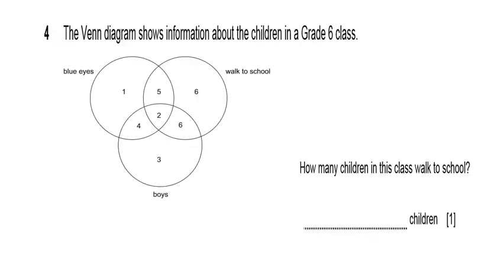This Venn diagram shows information about children in a grade 6 class. How many children walk to school? Well, walk to school is this circle here. So I have to add 5, 6, 2, and 6. The answer, of course, is 19.